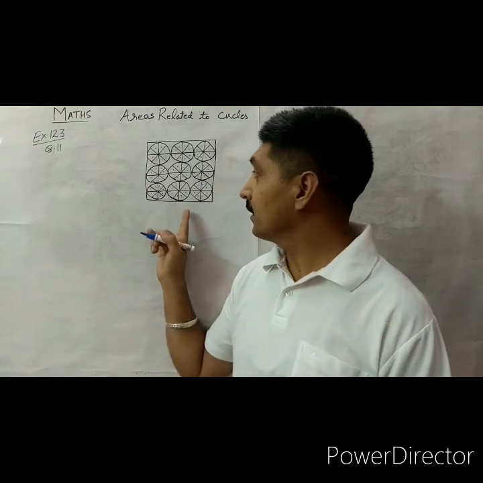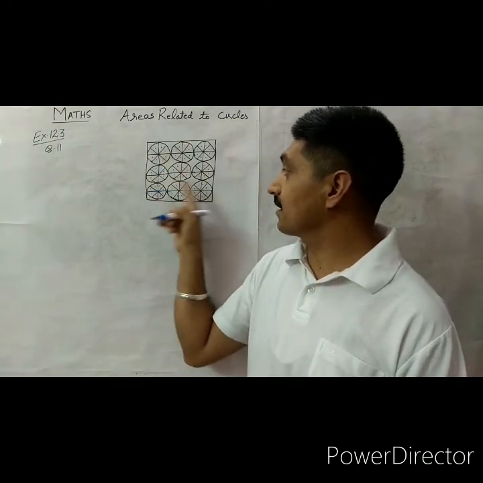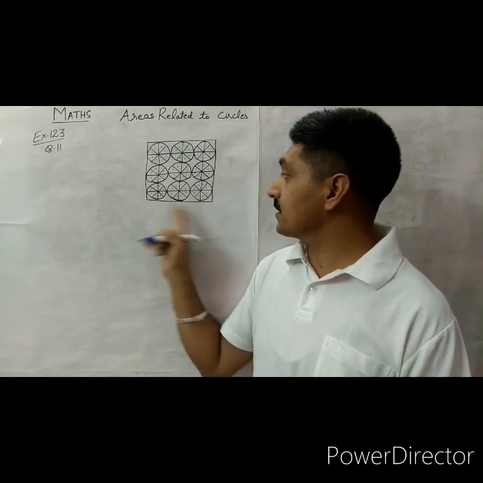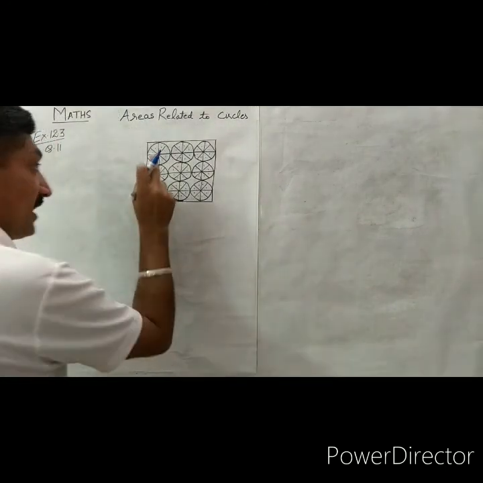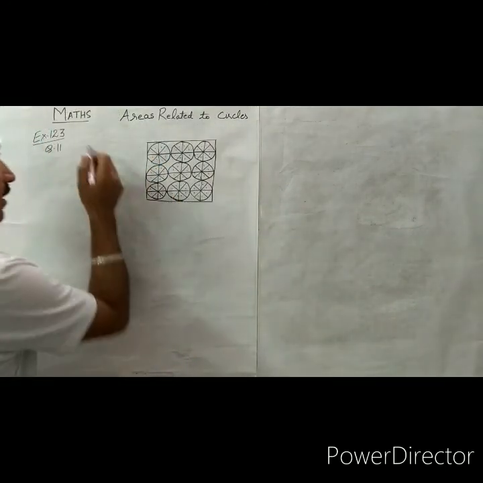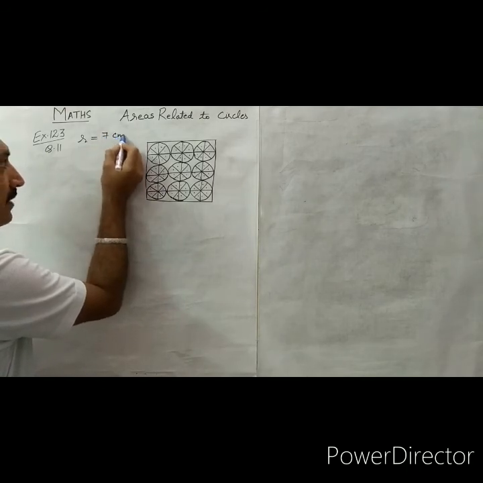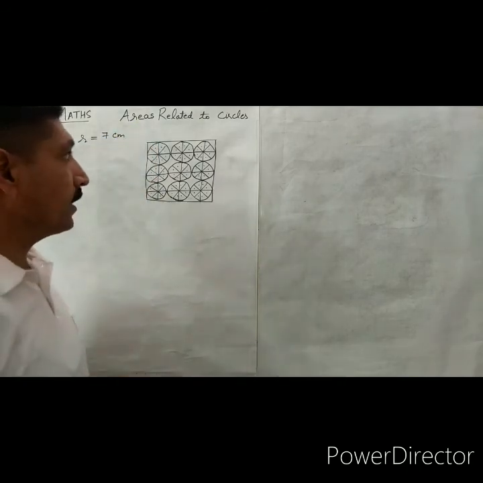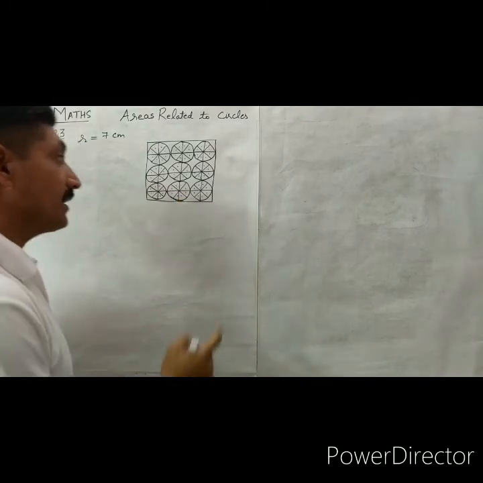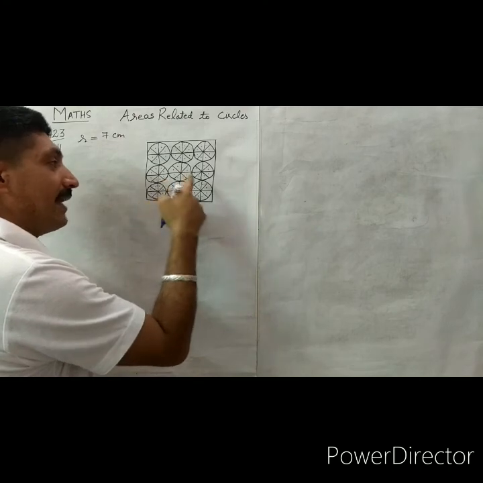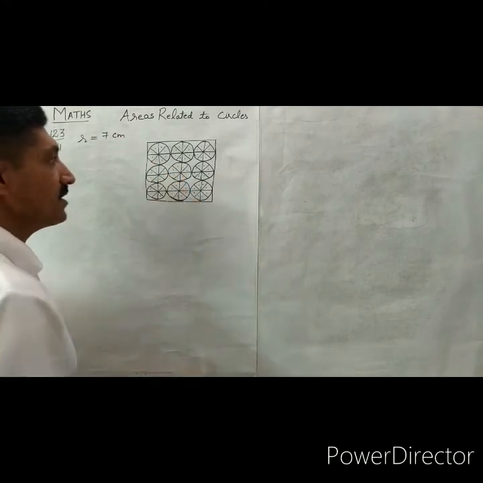Diagram is given. A handkerchief is having 9 circles and it is a square shaped handkerchief, and each circle is of radius 7 centimeter. It is given. Now in this question we have to find the remaining area other than these design circles.